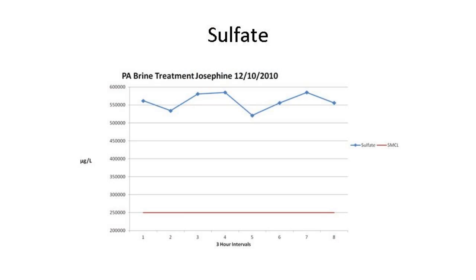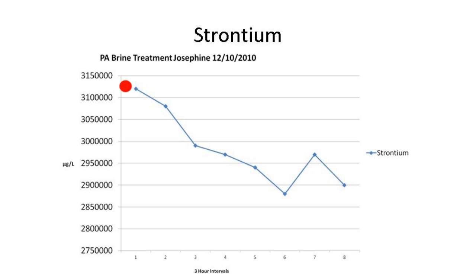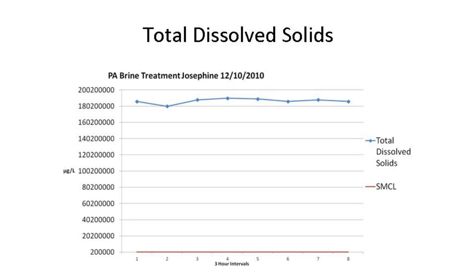Next slide. Okay, sulfates are high all the time. Next slide. Strontium. Very, very, very high. 3,100 parts per million at its peak, coming down to leveling off at some point around 2,900 parts per million.